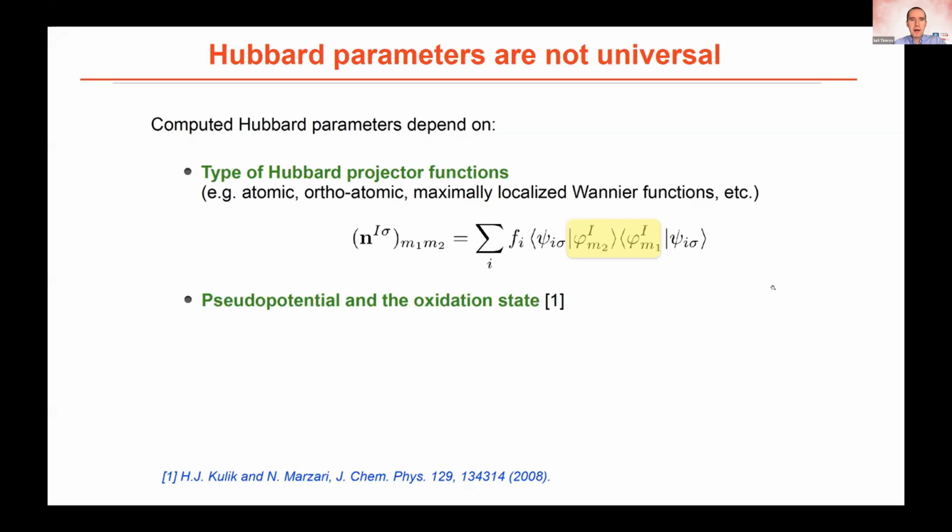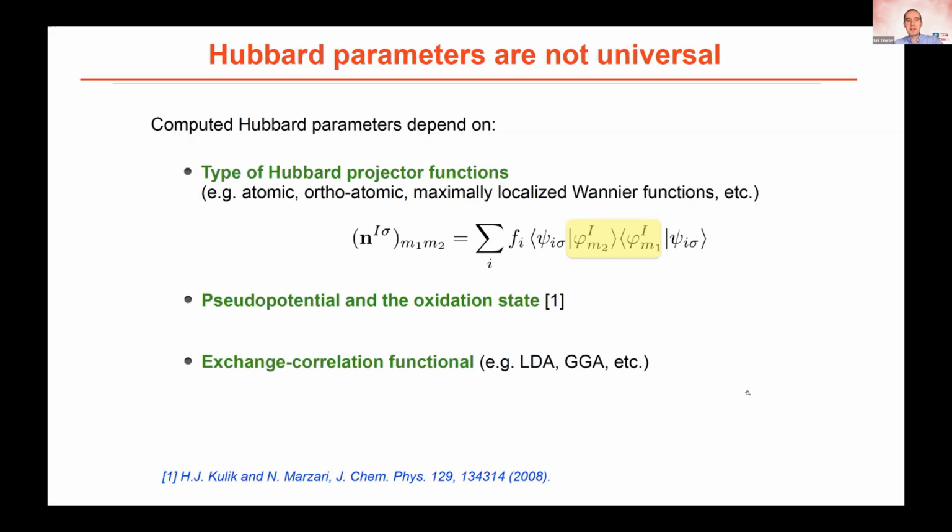Also, Hubbard parameters depend on pseudopotentials and the oxidation state. I invite you to check this reference at the bottom by Kulik and Marzari. In the appendix of this paper, they show that you can generate pseudopotentials, let's say for iron, in different oxidation states. And then if you use these different pseudopotentials with linear response theory, you will obtain different values of Hubbard-U parameters. But if you use these different Hubbard-U parameters with their respective pseudopotentials consistently, you will actually obtain results which are very similar.